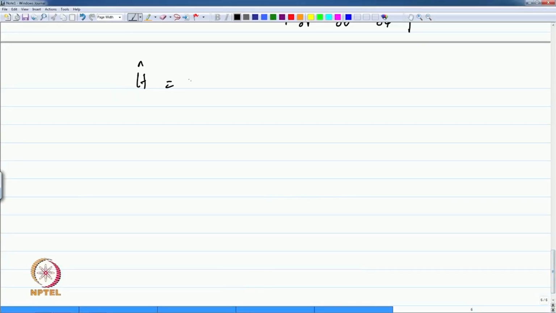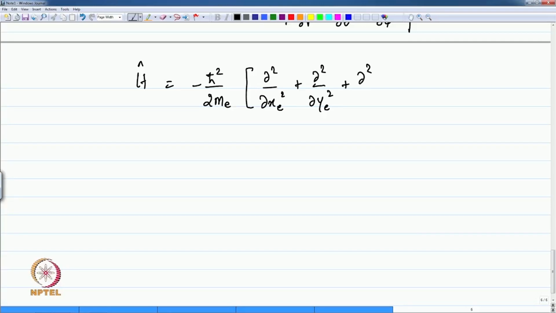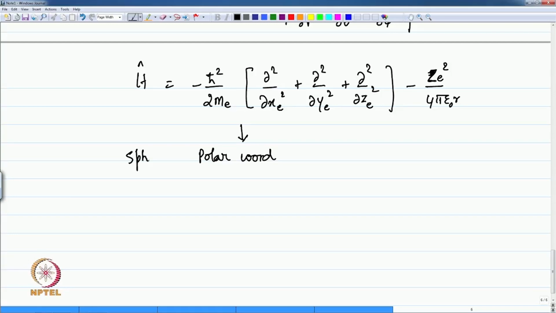Keep this in mind. Therefore, now we have this Hamiltonian expressed as minus h bar square by 2 m e times dou square by dou x square plus dou square by dou y square plus dou square by dou z square, minus z e square by 4 pi epsilon naught r, which needs to be changed to spherical polar coordinates. That's not a trivial exercise, but it's not a very hard exercise.